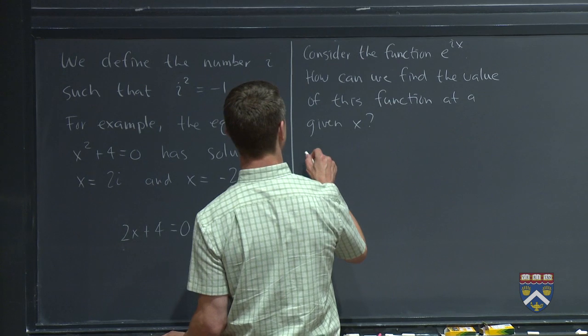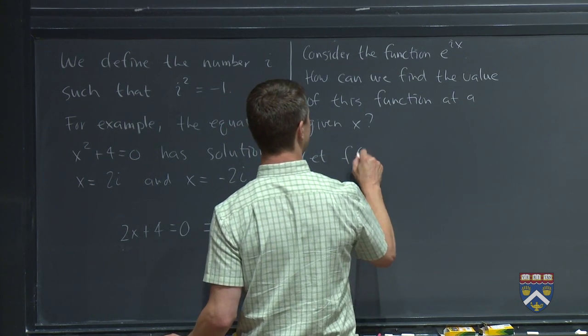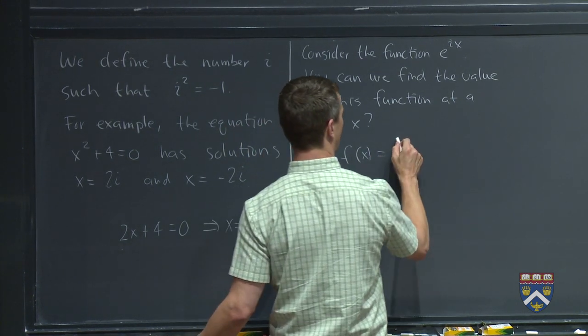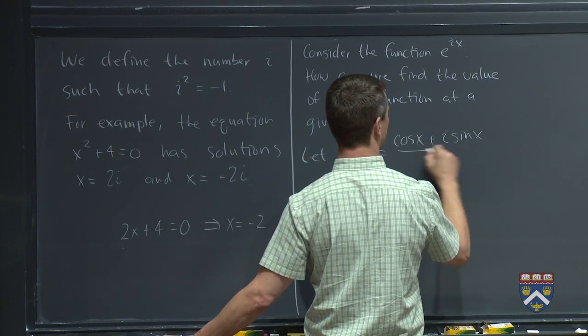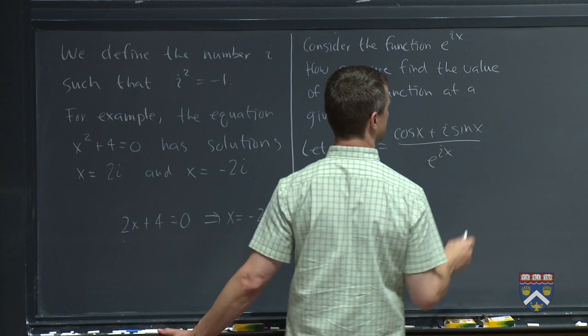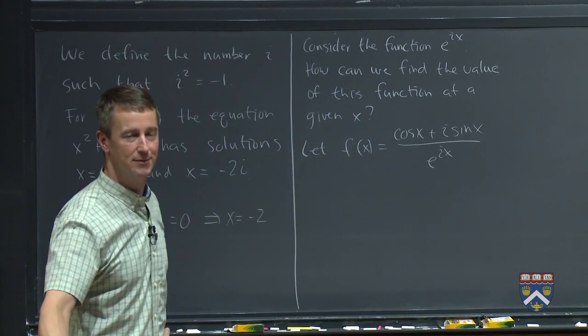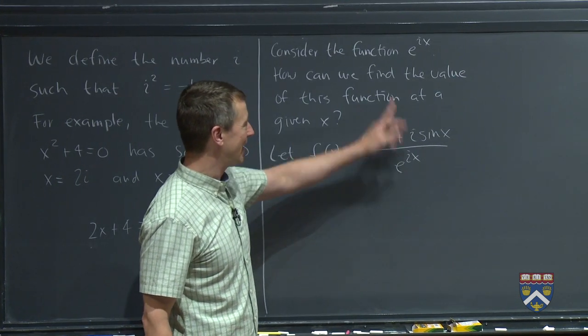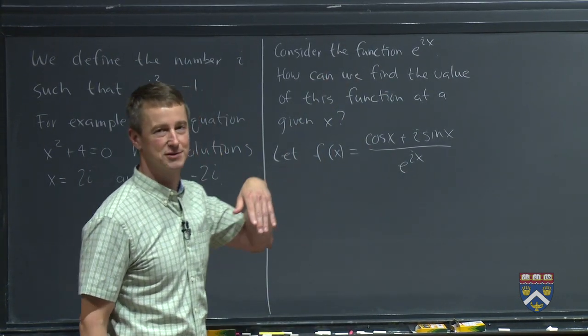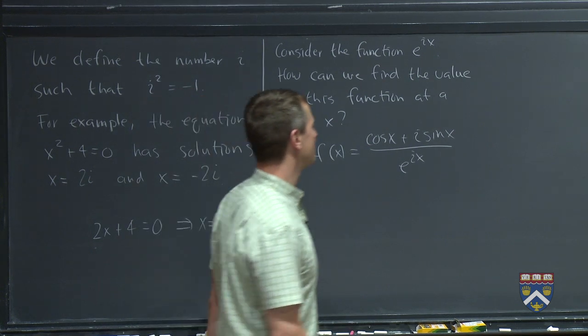Well, let me make up a new function. I'm going to make up a function f of x. I'm going to call it cosine of x plus i sine of x, all over e to the ix. Why am I making this up? You have no idea. That's fine. But here it is. It's a function. It's got this e to the ix in it. It's also got our two favorite trig functions, and it's got an i in there thrown in as well.